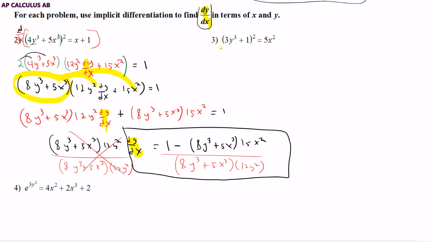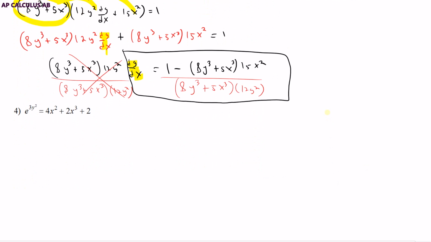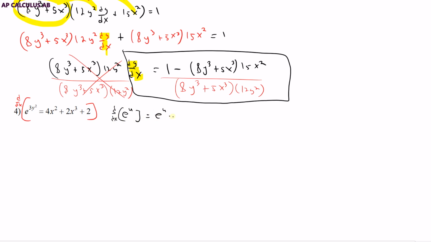Oh shoot, this is supposed to be a trig one, so let's skip number 3 for now. Let's look at number 4. Number 4, again, we're just trying to take the derivative, right? So we're going to find the derivative with respect to x of this whole thing. We start with this, the derivative of e. If you remember, the derivative of e to the u is e to the u times u prime. So it's just going to be e to the 3y squared times the derivative of the exponent, which is going to be 6y dy/dx.